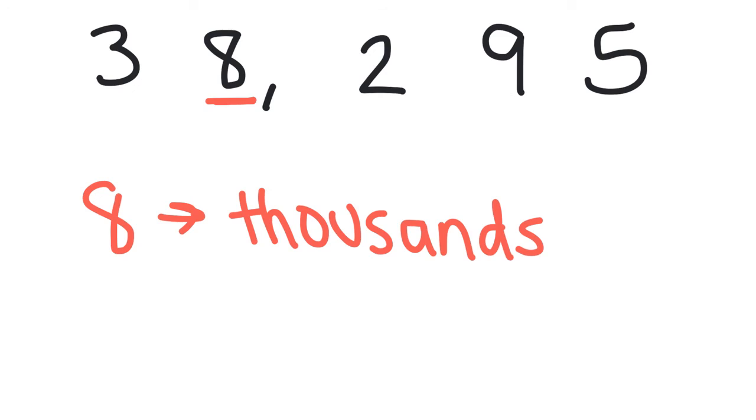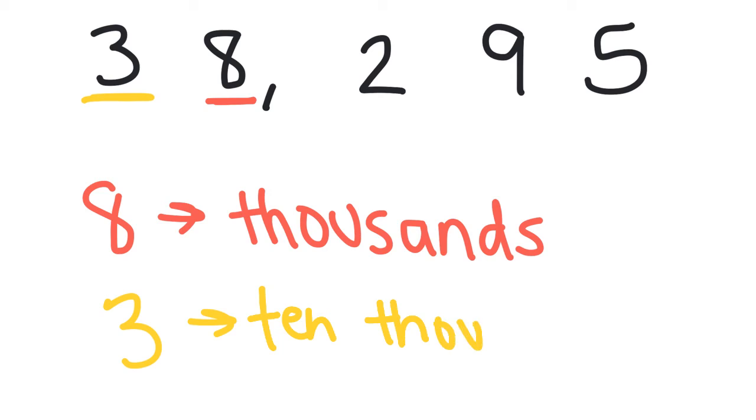Let's say I was asked, what place is the 3 in? I could look at my 3, picture my place value chart in my head, ones, tens, hundreds, thousands, 10,000s. The 3 is in the 10,000s place. So you should be able to determine both the value of a digit and its place.